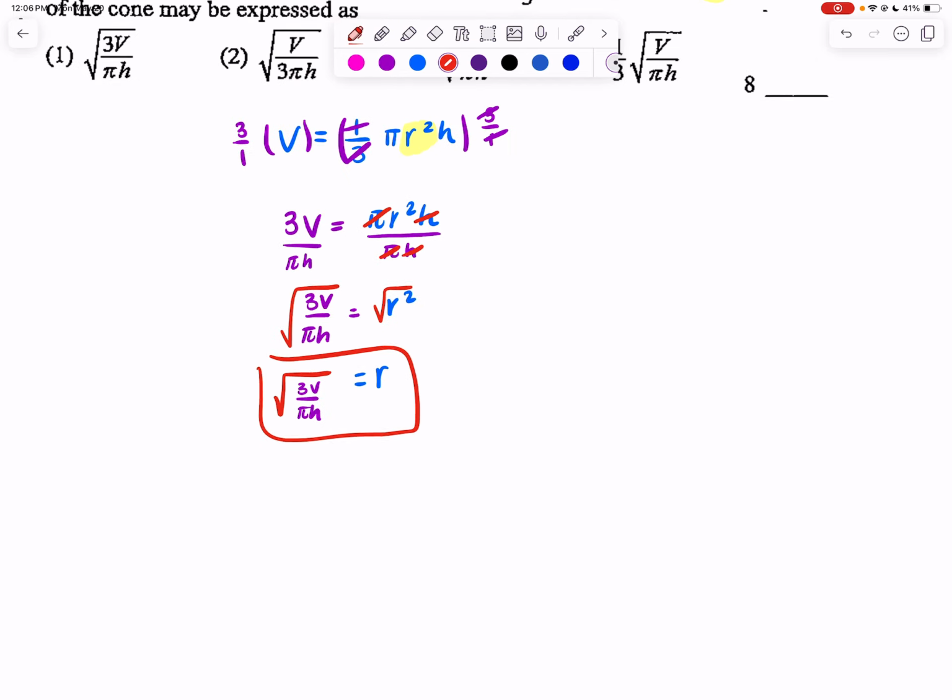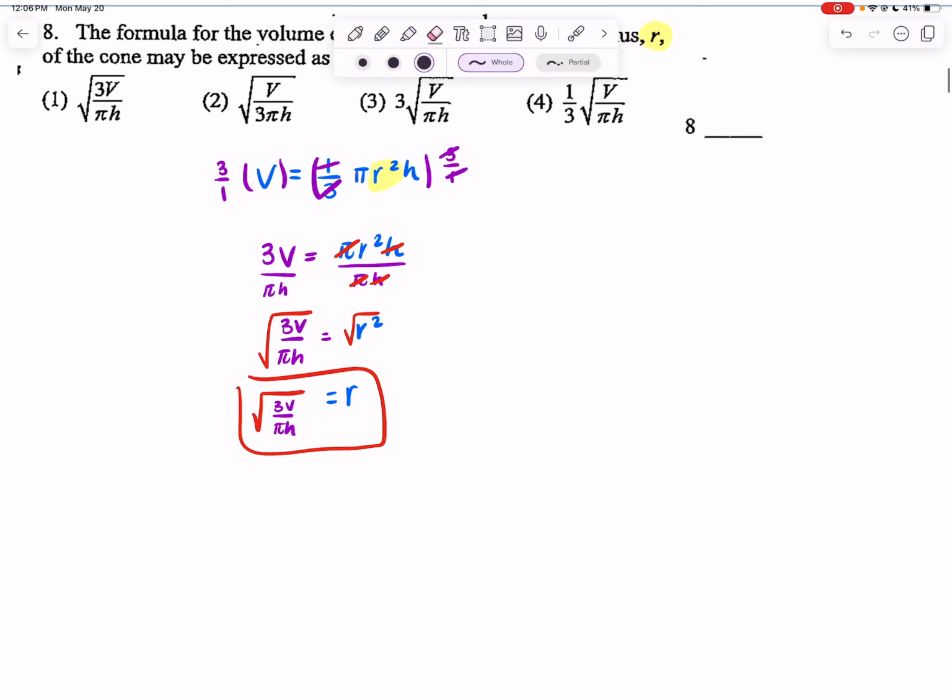Let's see what the correct answer choice is. So it looks like it's going to be choice number 1. It cannot be choice 2 because the 3 is in the denominator. It cannot be choice 3 because the 3 is on the outside of the radical. And it's definitely not choice 4 because my answer doesn't contain a 1/3.